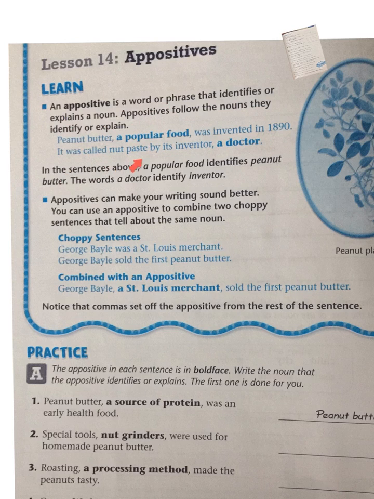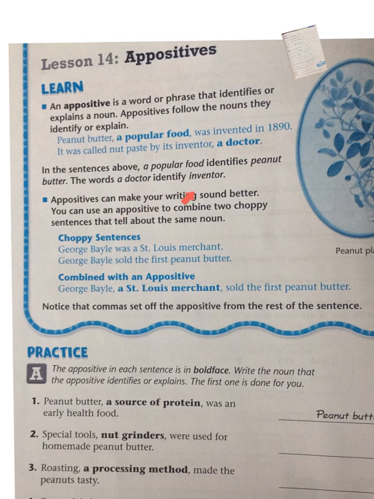It was called nut paste by its inventor, a doctor. So right here you have an appositive, and this is explaining peanut butter. And a doctor is explaining inventor, it gives you more information. In the sentence above, a popular food identifies peanut butter, and the words a doctor identify inventor.